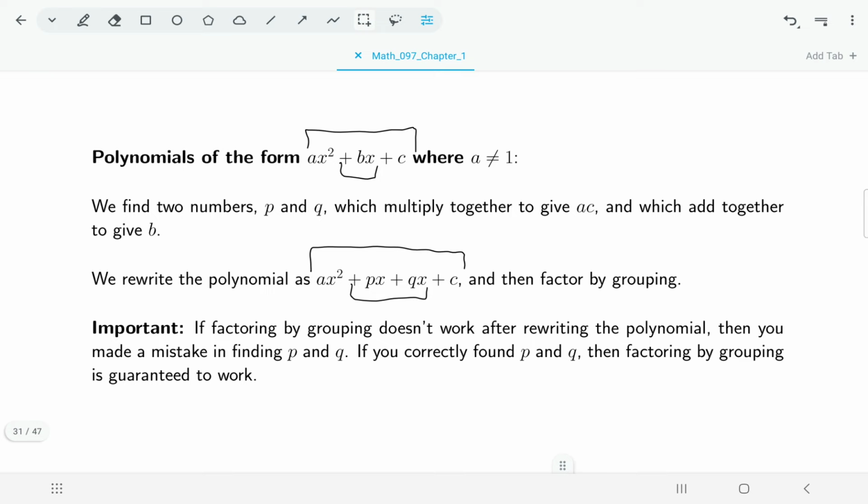And of course, the opposite is also true. If you've tried splitting up the middle term into two terms and factoring by grouping is not working, then that means you found the wrong two numbers, and you need to go back and check to see whether the two numbers are correct or not.